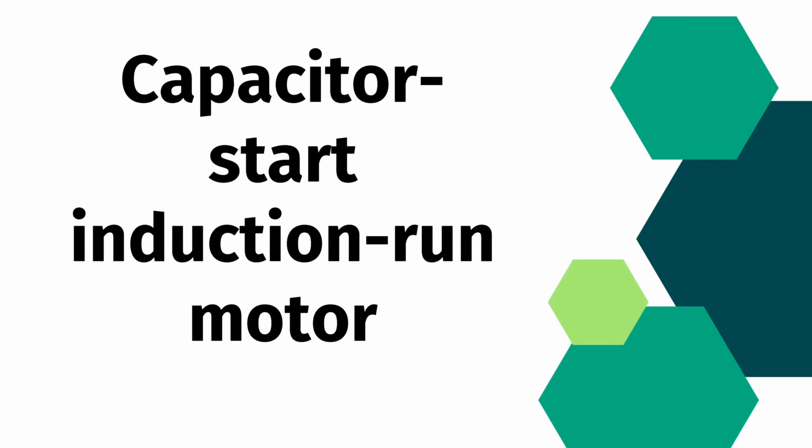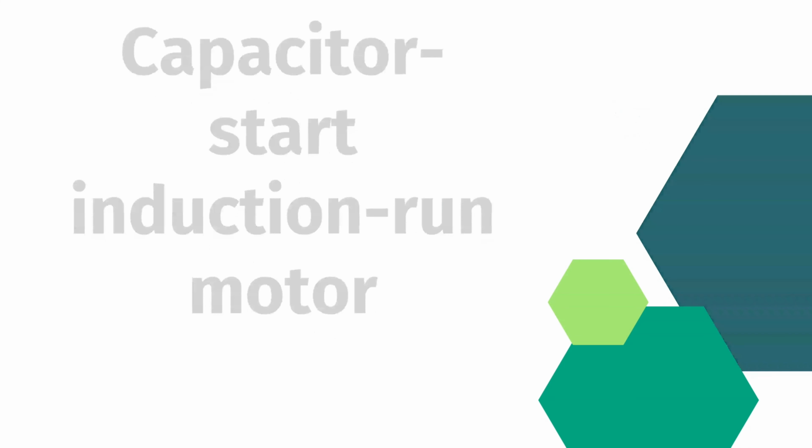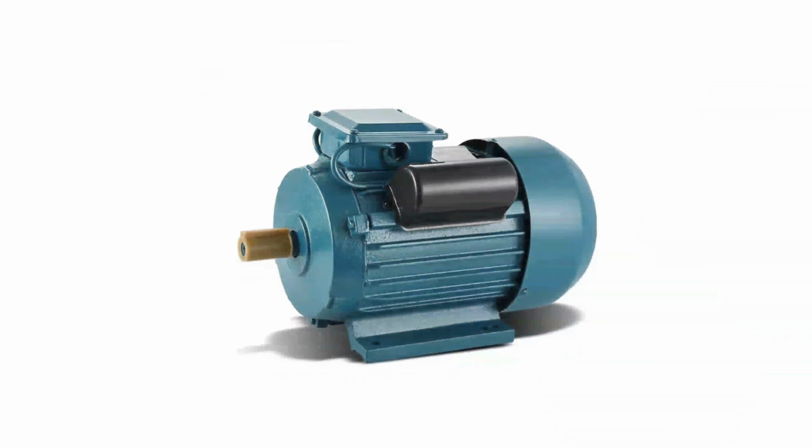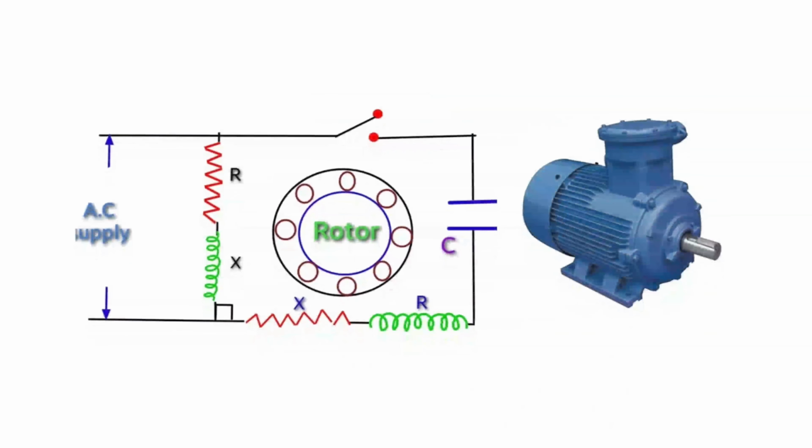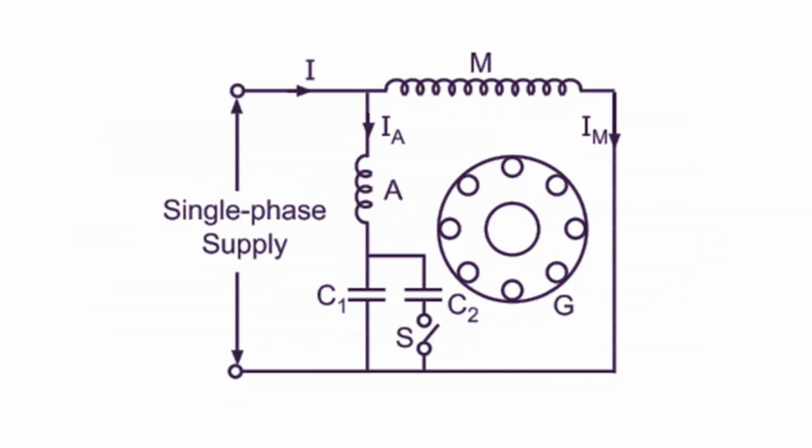Then there's a motor named the capacitor start induction run motor. It is an AC motor that has a capacitor that provides an initial phase shift to the current. The capacitor start induction run motor has moderately high starting torque and nearly constant speed. In this motor, speed control is not possible. It is used in refrigerators, compressors, small hoists, and so on.